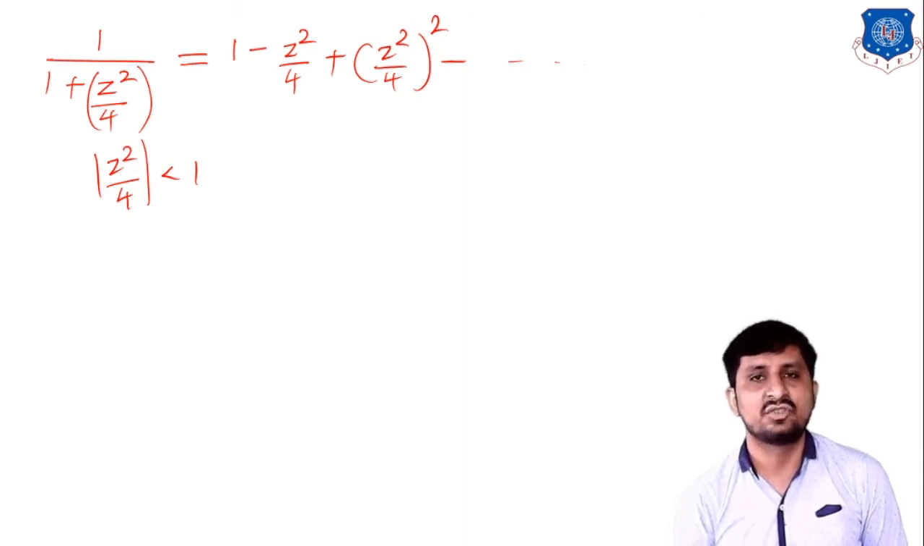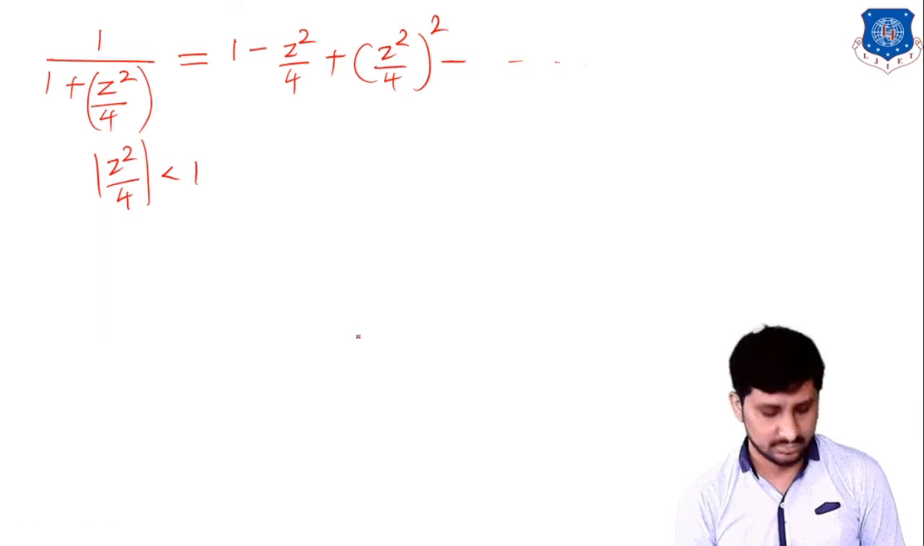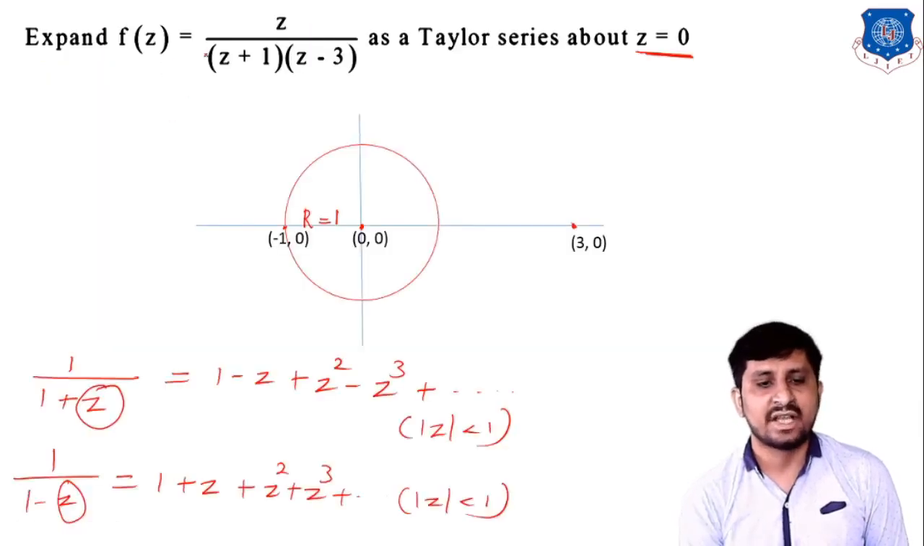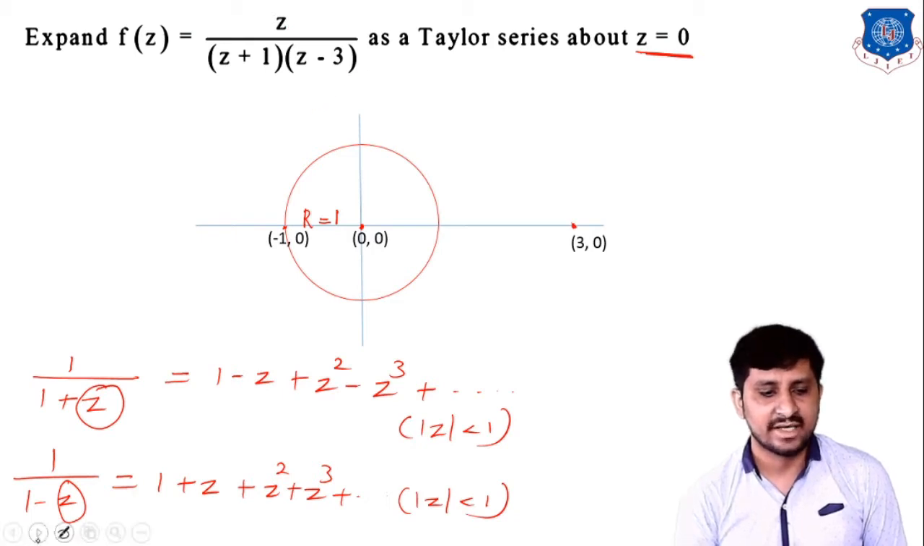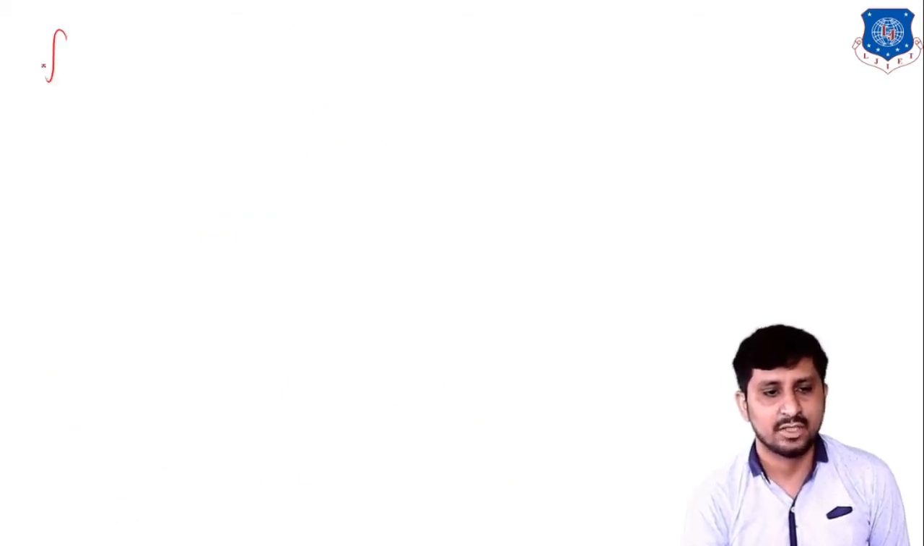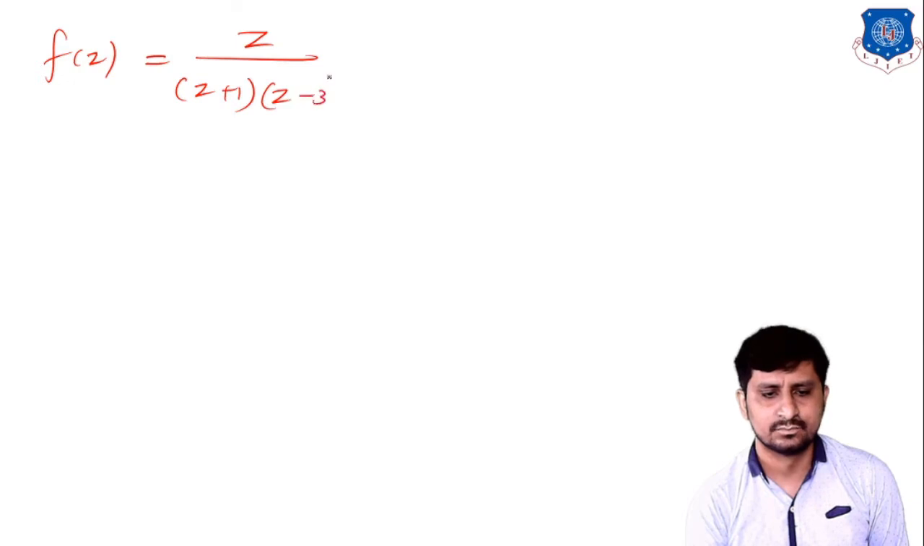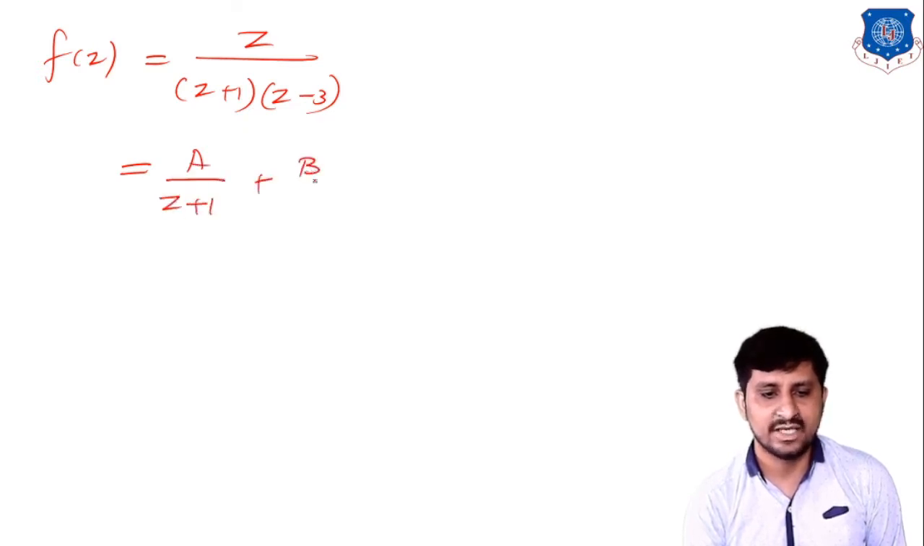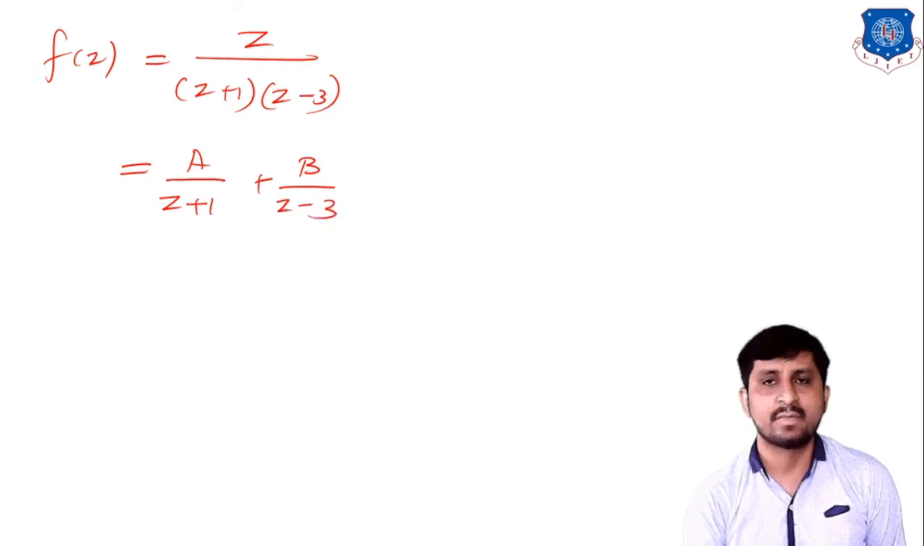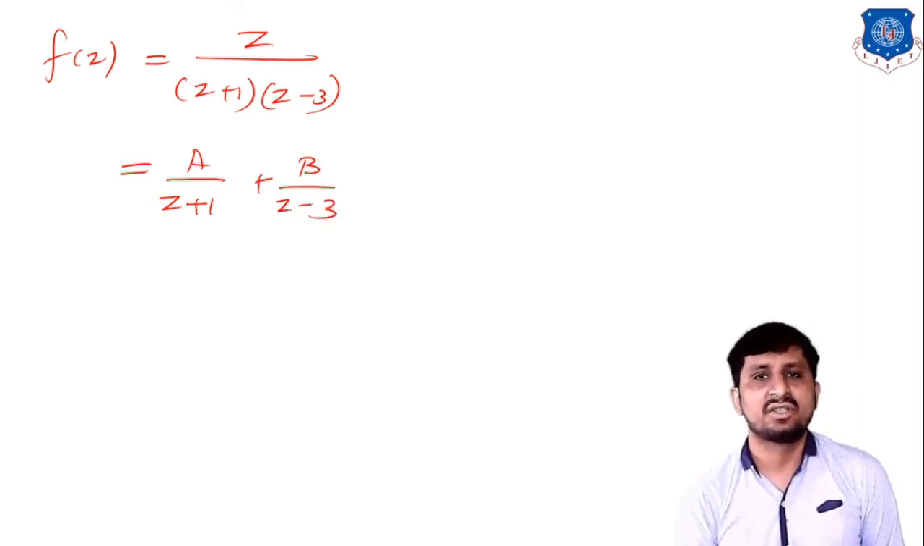Now we will use these two formulas in each and every example. So here, what is my function? f of z is equal to z upon z plus 1 into z minus 3. Okay, now find out a and b. We can express it as a upon z plus 1 plus b upon z minus 3. Now we can easily find out the values of a and b.